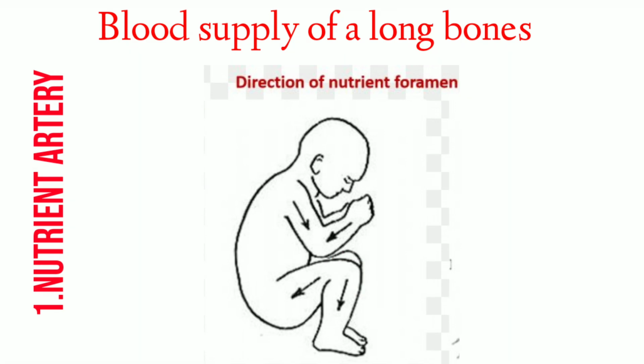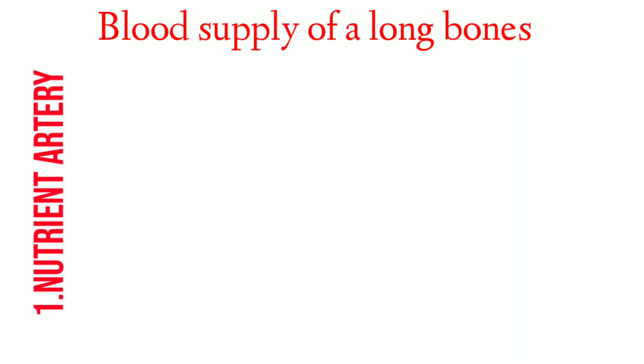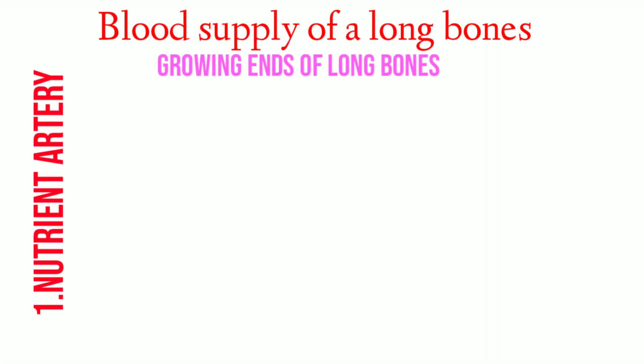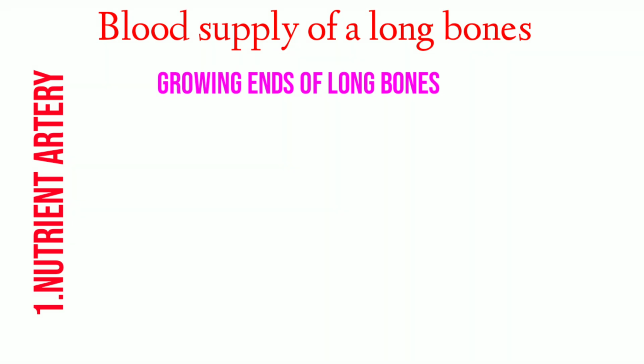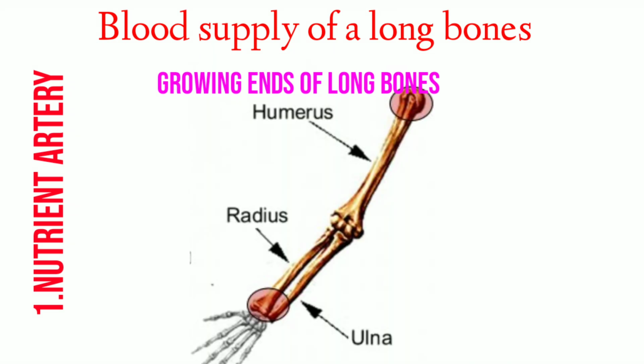The points which I mentioned now are about the nutrient artery. From this concept you can find the growing end of long bones. Let's see in the upper limb. The direction of the nutrient artery is towards the elbow. That means the growing end of the humerus is the upper end and the growing end of the radius and ulna is the lower end.